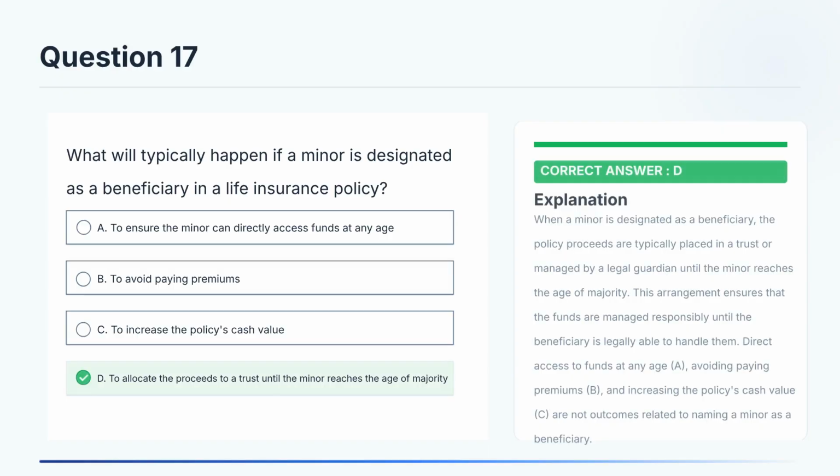The answer is D. To allocate the proceeds to a trust until the minor reaches the age of majority. When a minor is designated as a beneficiary, the policy proceeds are typically placed in a trust or managed by a legal guardian until the minor reaches the age of majority. This arrangement ensures that the funds are managed responsibly until the beneficiary is legally able to handle them. Direct access to funds at any age, A, avoiding paying premiums, B, and increasing the policy's cash value, C, are not outcomes related to naming a minor as a beneficiary.